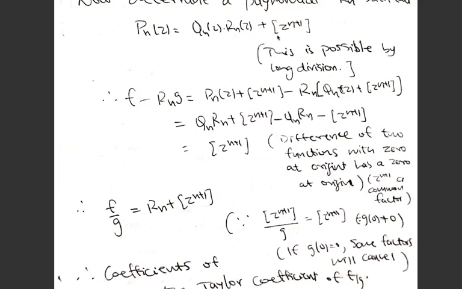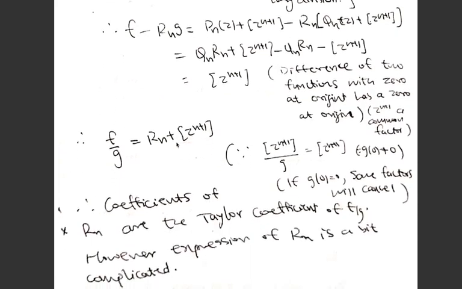Then you will have an Rn(z) here. It can be anything, but you need the remainder term in this form. Now f minus Rn g is Pn(z) plus something minus Rn into Qn(z) plus something. Just do a computation, and you obtain that it is of the form z^(n+1). Therefore, dividing by g, f by g will be of the form Rn plus z^(n+1) times something, and we obtain the third polynomial. So this represents the first n coefficients of f.